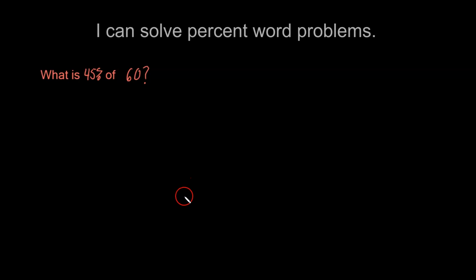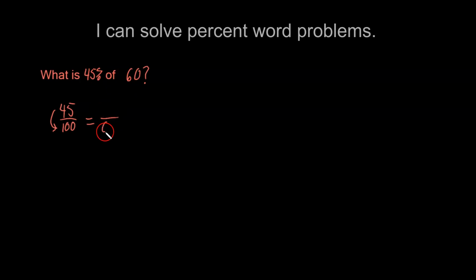So this problem asks, what is 45% of 60? What we're going to do is set up a proportion to solve this problem. Remember, 45% means 45 per 100, so we could write this ratio as 45 to 100. The ratio from 45 to 100 is equal to the ratio between a part of a number that we're not exactly sure of and 60.